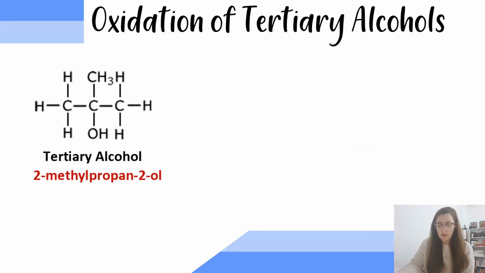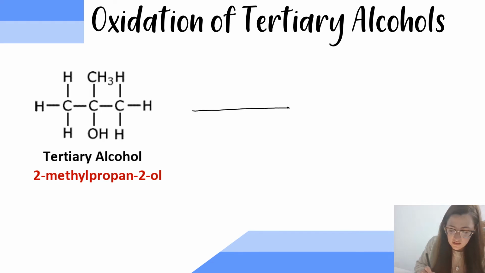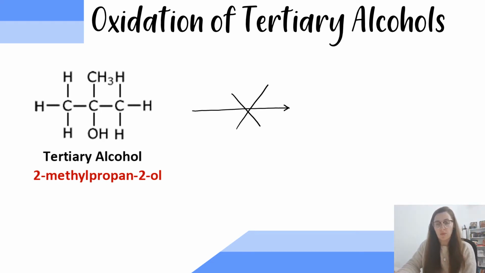Lastly, what we're going to look at is the oxidation of tertiary alcohols. And tertiary alcohols simply cannot be oxidized. So we do not form another product when we react tertiary alcohols with oxidizing reagents such as acidified potassium dichromate or hot copper 2 oxide. The alcohol does not oxidize.